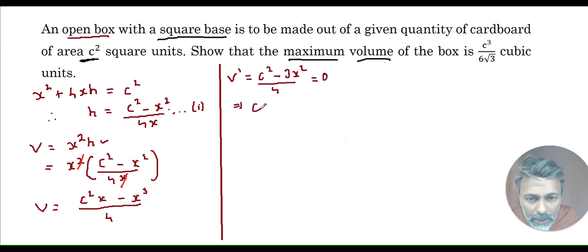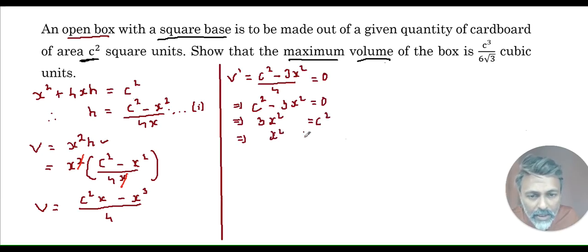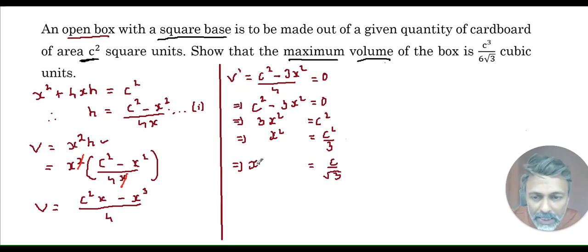On cross multiplying, we get c square minus 3x square equal to 0. This gives you 3x square is equal to c square. Therefore, x square is equal to c square upon 3. So x is equal to c upon root 3. We will take positive root only, as x was the length of side of square.